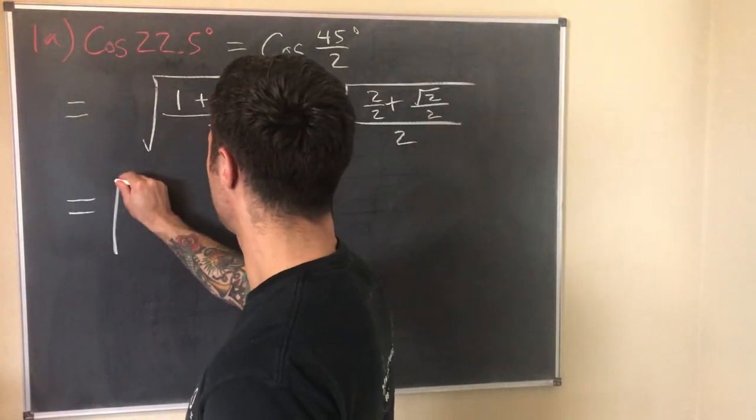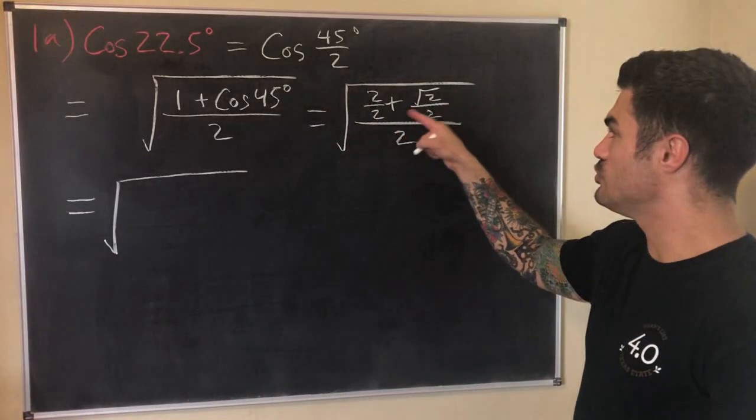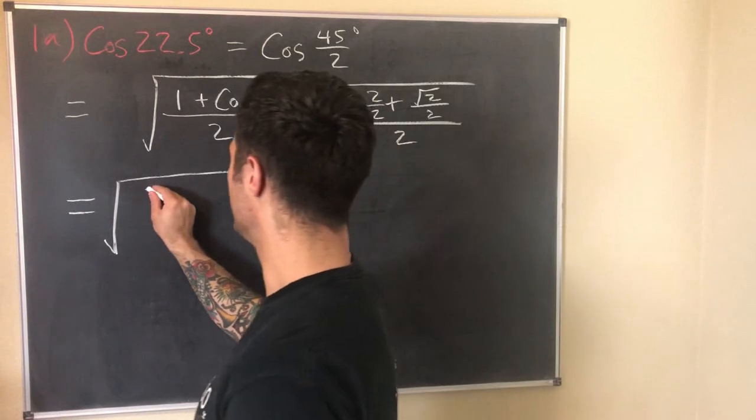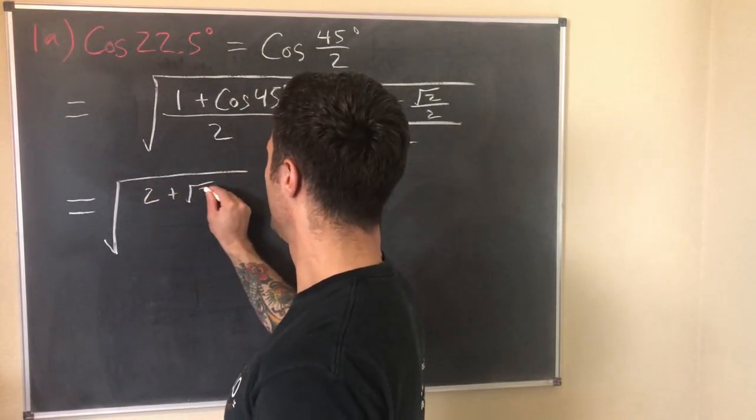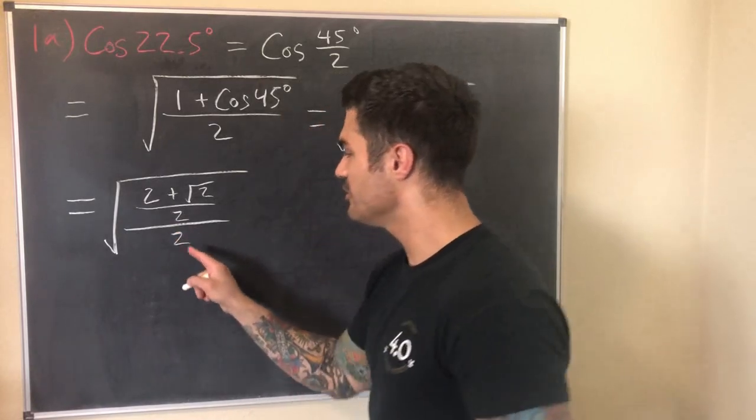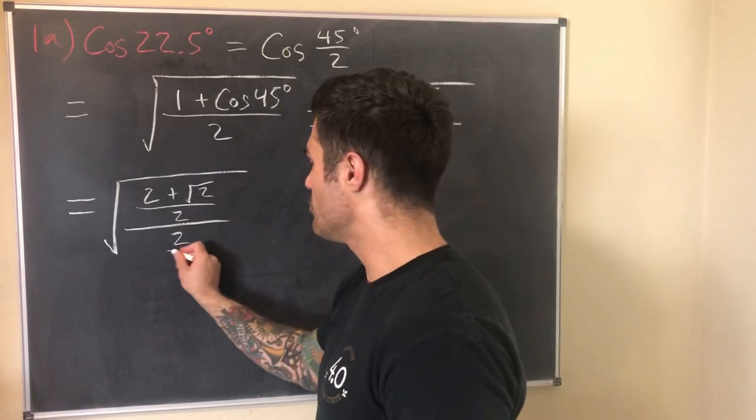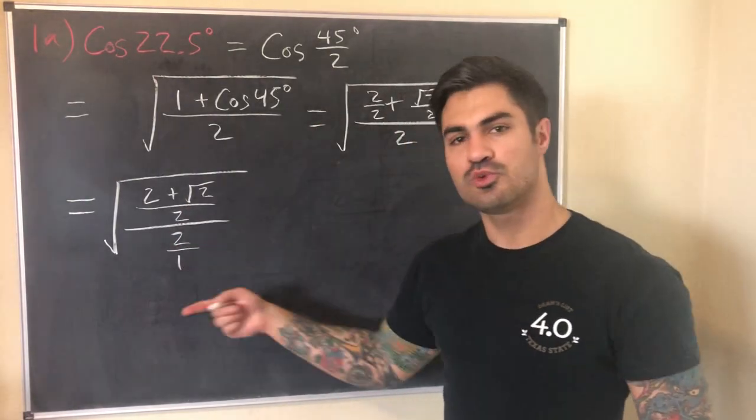So I still have this big square root, and then I have 2 plus root 2 over 2, all over 2, right? Be careful here, don't make silly mistakes. The way I like to think about this is that we have a fraction over a fraction, because I can write 2 as 2 over 1.